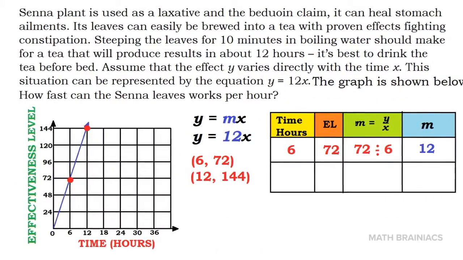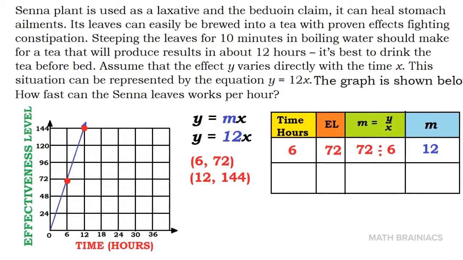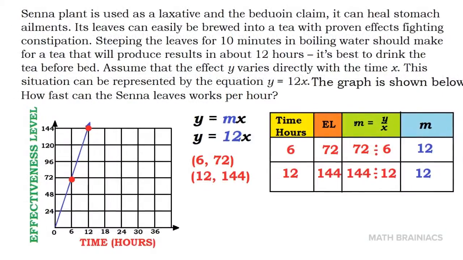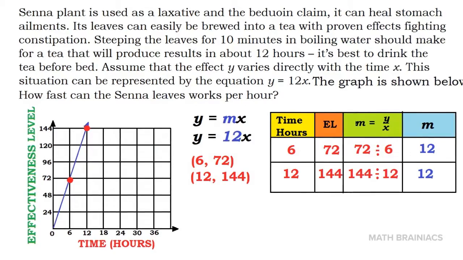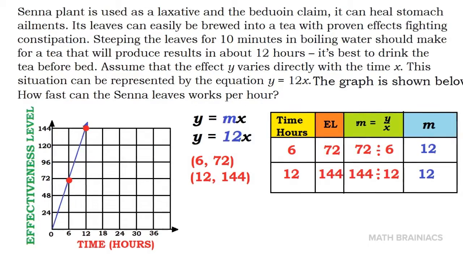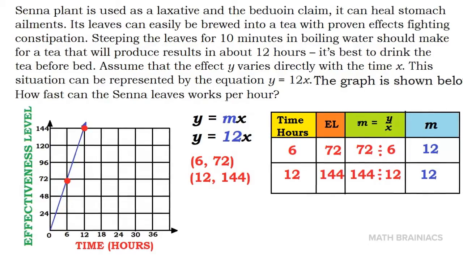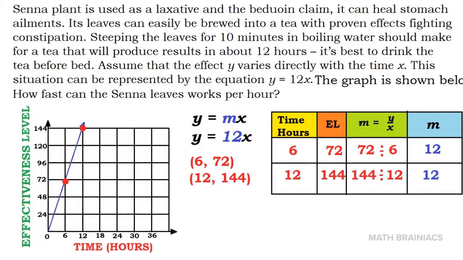Accordingly, when x is equal to 6, y is equal to 72. Therefore, 72 divided by 6 will give us 12. For the second ordered pair, when the time is 12, the effectiveness level is 144. Accordingly, m is equal to y over x, which is 144 divided by 12. Therefore, m is equal to 12.